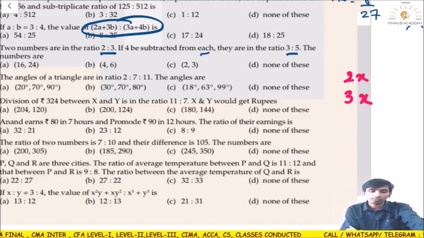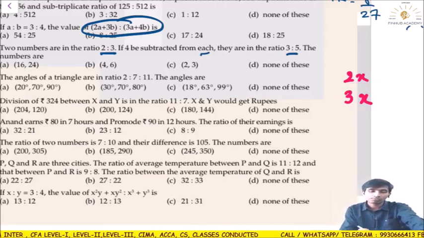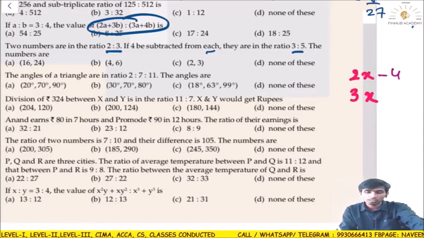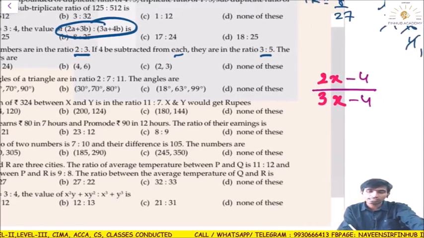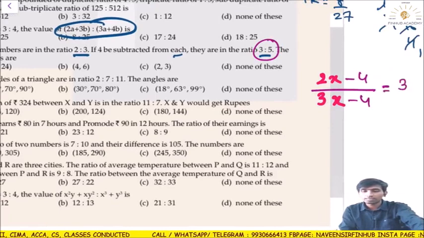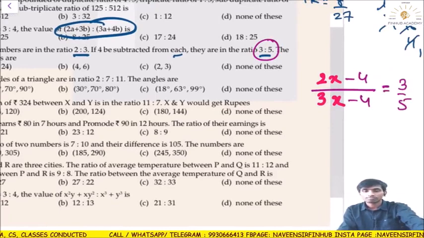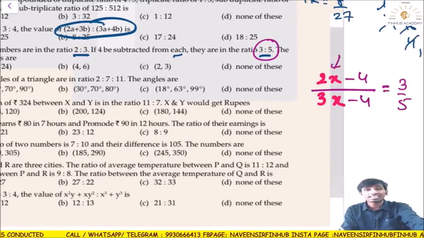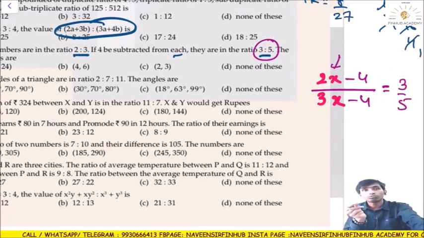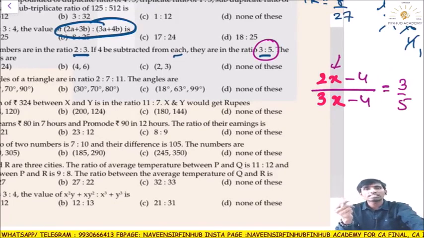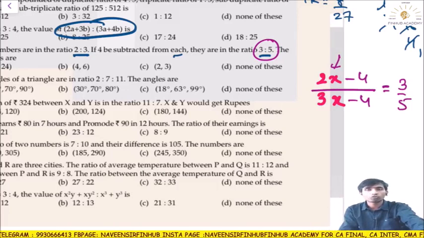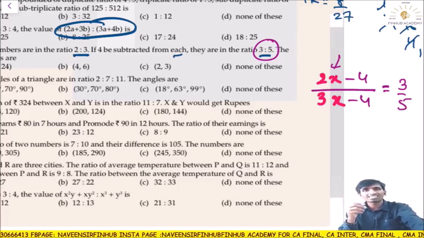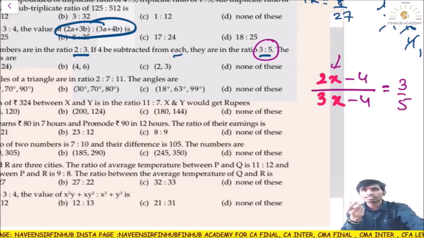So these numbers are 2x and 3x. If 4 is subtracted from each, they are in the ratio 3/5. Understood? You can't directly do minus 4 from the ratio 2:3. You want the number, and from that number 4 is subtracted. So 2x is the number, minus 4. 3x minus 4. You have to solve this.